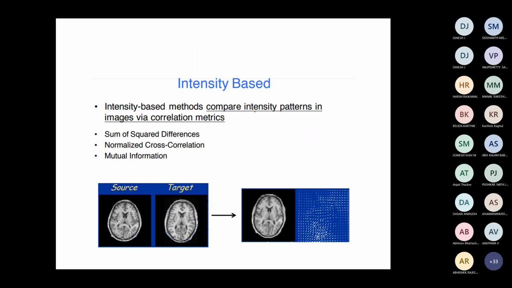Intensity-based methods compare intensity patterns in the images via correlation metrics such as sum of squared differences, normalized cross correlation, and mutual information. If this is the source and this is the target, we need to identify what alignment has happened from source to target. Here you can see for each pixel what the displacement is, which side it has moved, and in which angle. So that and all we are able to get. That's why we are considering translation and rotation. By rotation, we can identify the angle it has been tilted, and by translation, we can identify the displacement that has happened.